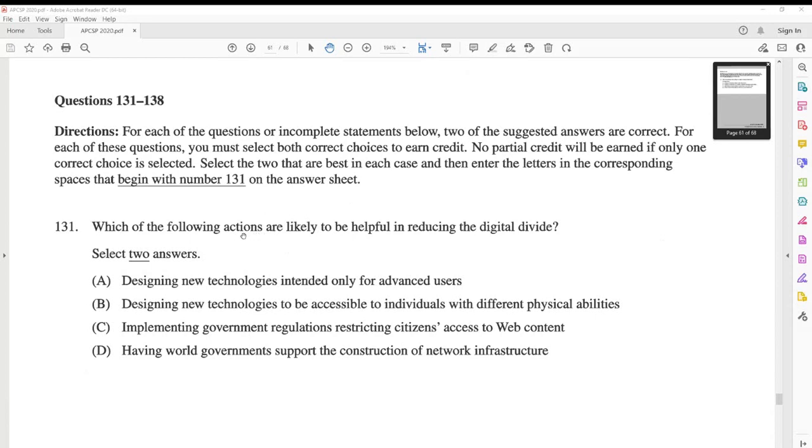So which of the following actions are likely to be helpful to reduce the digital divide? Which one can reduce it? Design new technology accessible by people of typical physical capability: A is not. Implement government regulation to restrict citizens' access to the web: no. Having the government support construction of network infrastructure: yes. So B and D, is that okay?